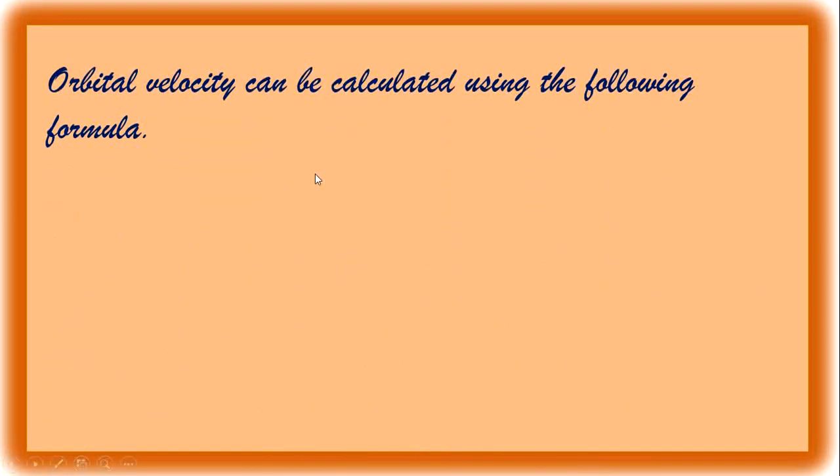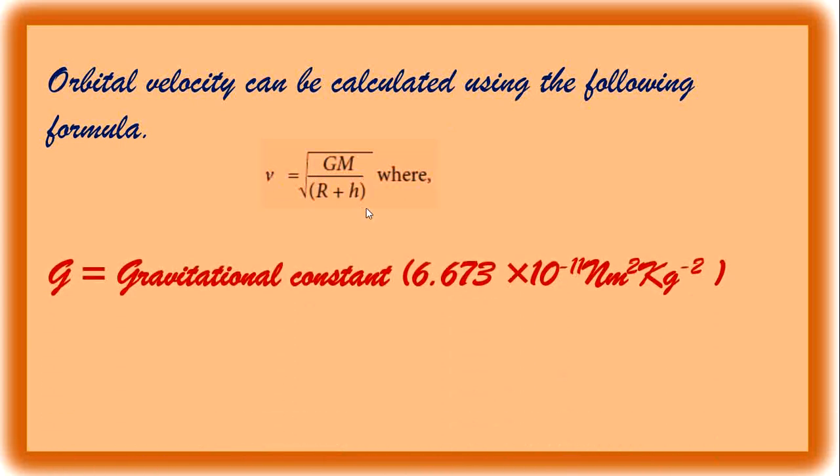Orbital velocity can be calculated using the formula V is equal to square root of GM by (R plus h), where capital G is gravitational constant. The value for gravitational constant is 6.673 into 10 power minus 11 Newton meter squared kg minus 2. What is the value for gravitational constant? 6.673 into 10 power minus 11 Newton meter squared kg minus 2.